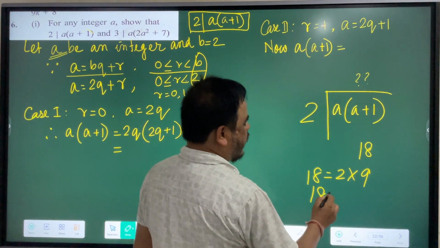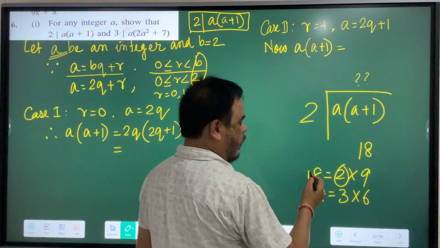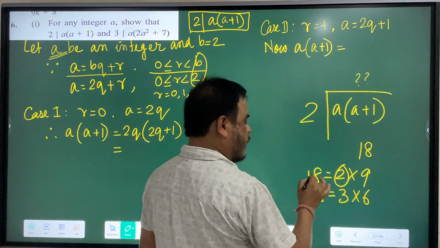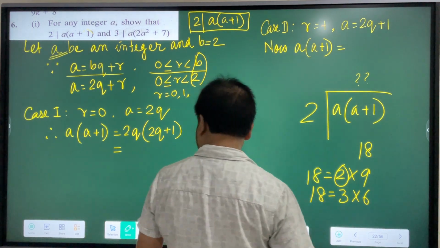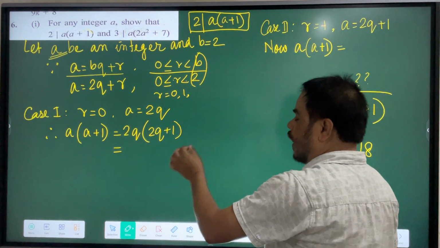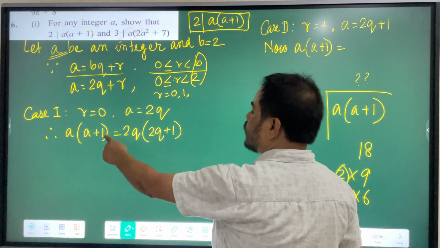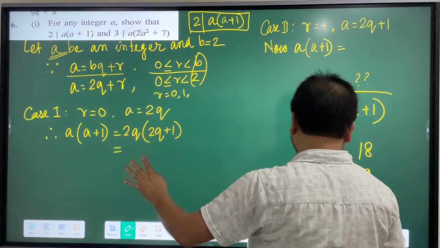18 is divisible by 3 also. Why? Because 3 into 6. So 2 is there, so divisible by 2. 2 into something means 18 is divisible by 2. 3 into something means 18 is divisible by 3. So is a into a plus 1 divisible by 2 or not? How can we understand? A into a plus 1 equals 2 into something. If we can show that, it will be divisible.